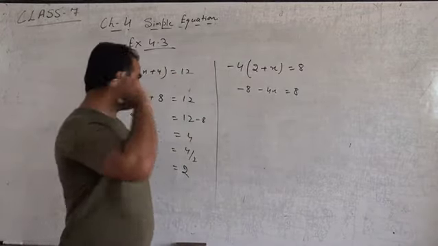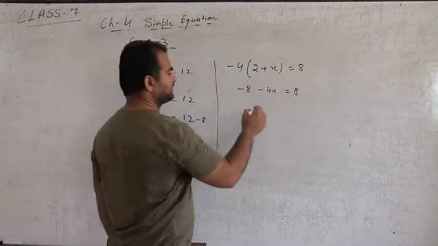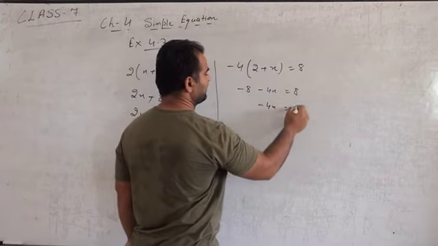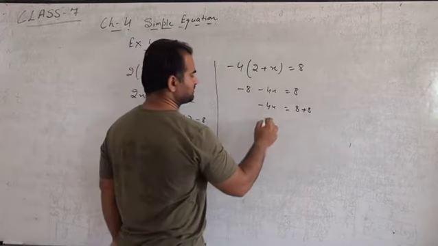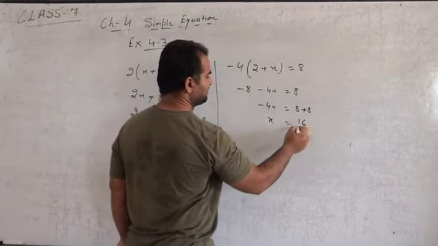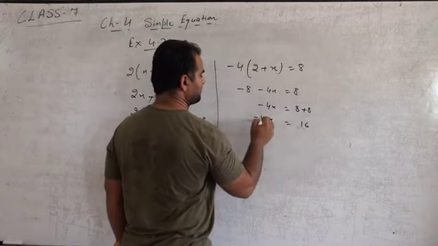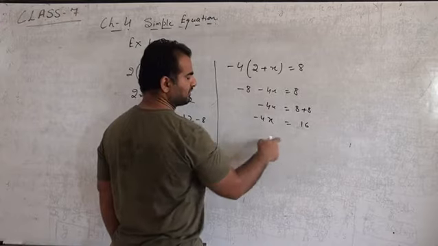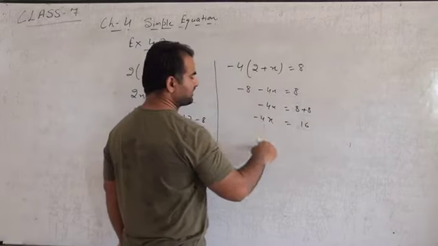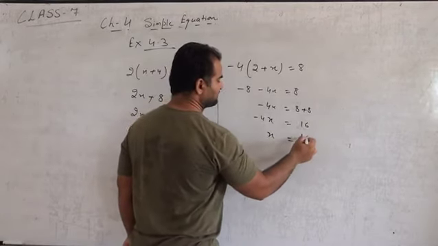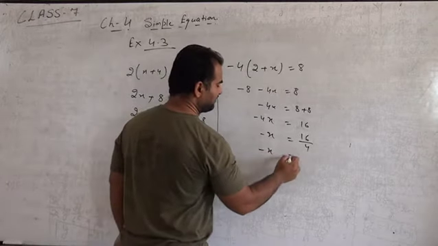So as we know this 8 doesn't have any variable, so we have to transfer it first. So minus 4x equals 8 plus 8. It was negative, then there it goes as positive. So what will x be? It will be 16 upon minus 4. In the next step, the 4 will be transferred to that side. So x will be 16 upon 4. Okay. So minus x will be 4.